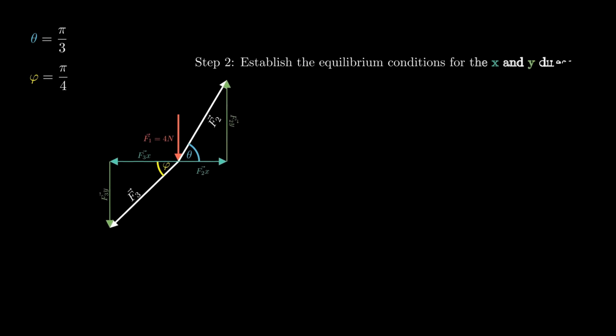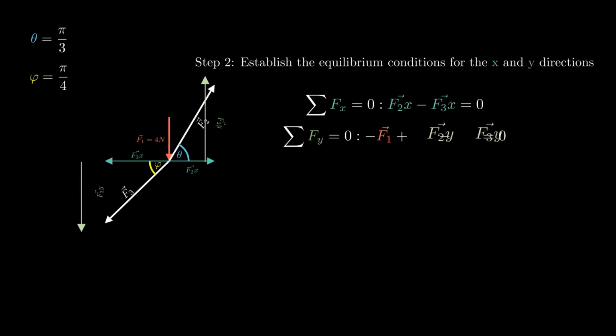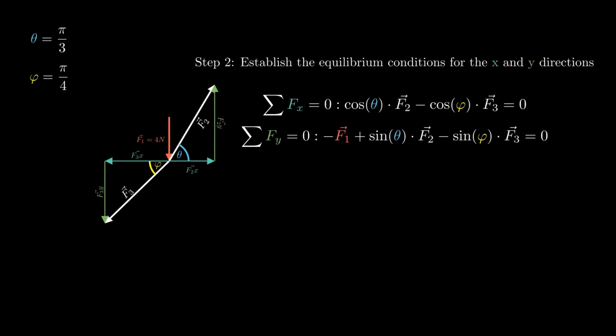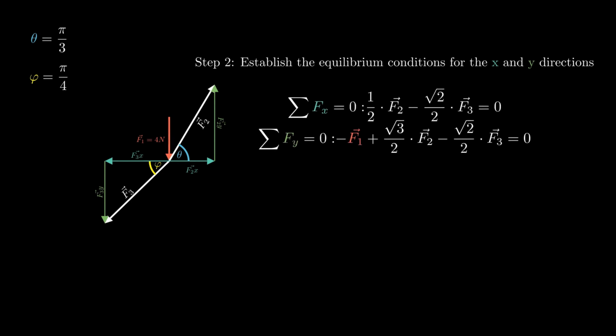As this is a static system, we know that the sum of all x and y components must be 0. Let's use trigonometric functions to describe the components with respect to theta and phi. Now we substitute the specific angles and radians for the variables theta and phi. Using commonly known values for the sine and cosine functions, we can rewrite the equations.